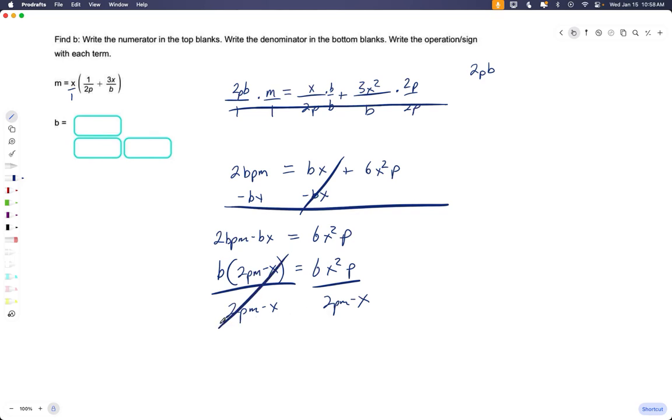So b is equal to 6x squared p, or probably in alphabetical order is what we need to do. So that'll be 6px squared over 2mp minus x. And that would be your solution. Next problem.